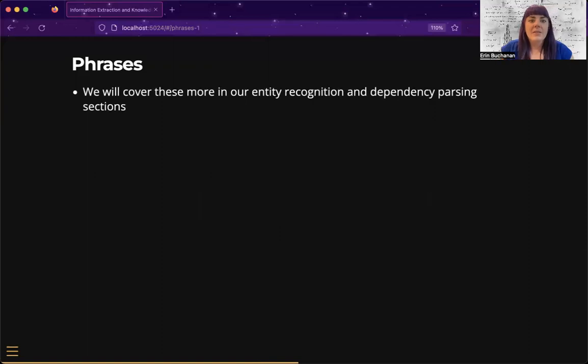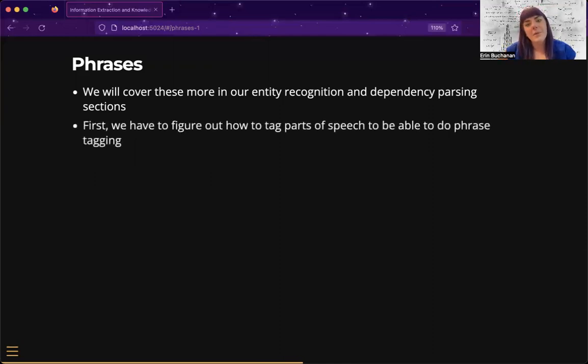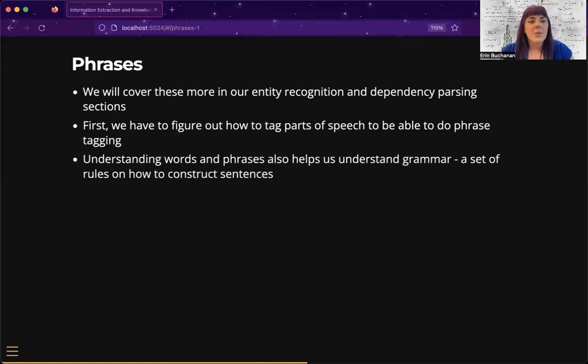Okay. And so we'll cover those more when we do a little bit of entity recognition and dependency parsing in this section. But first, let's look at how we can tag parts of speech to be able to do that phrase tagging, which is what IE rests on. Okay. And so understanding words and phrases also helps us understand the grammar, which is our set of rules, right, on how to construct sentences to be translated into meaning.